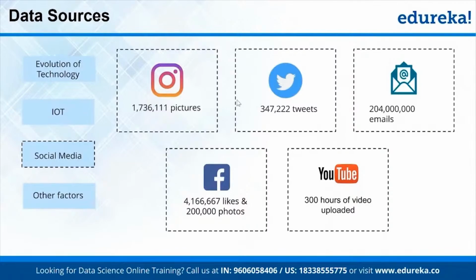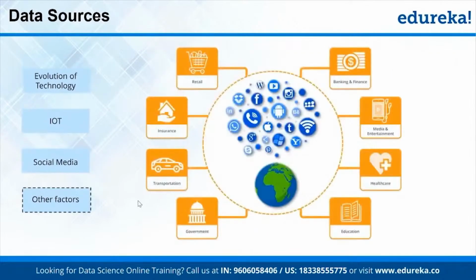These are the stats for all the social media platforms for a minute. Per minute for YouTube, 300 hours of video is getting uploaded. So you can imagine the amount of data which they will be storing at the end of the day, and also the speed at which data is getting generated. For Twitter, these many tweets per minute, for Gmail, these many emails per minute. Social media and other factors, again, in each and every domain, a huge amount of data is getting generated.